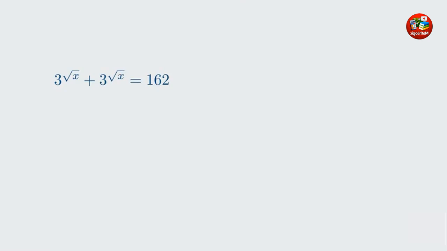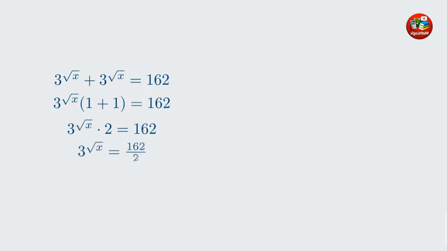Our first goal is to combine those identical terms on the left side of the equation. Since we have two of the same thing, we can treat this like adding apples. 1 apple plus 1 apple gives us 2 apples. Mathematically, we can factor out the common term. By pulling out 3 to the power of the square root of x, we are left with 1 plus 1 inside the parentheses. Simplifying that addition, we see that the left side is just 2 times 3 to the power of the square root of x.